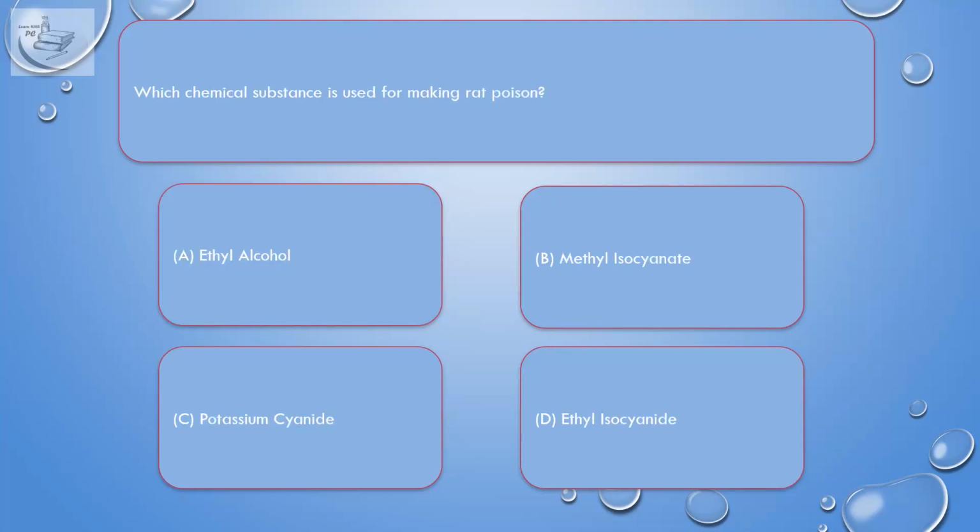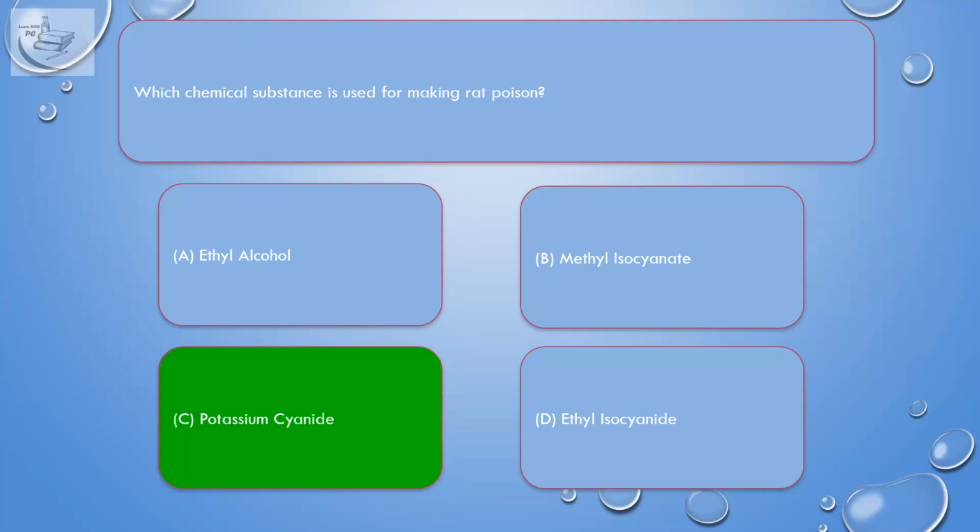Question: which chemical substance is used for making rat poison? A. Ethyl alcohol. B. Methyl isocyanate. C. Potassium cyanide. D. Ethyl isocyanide. Correct answer is C. Potassium cyanide.